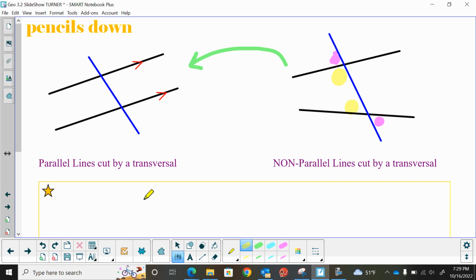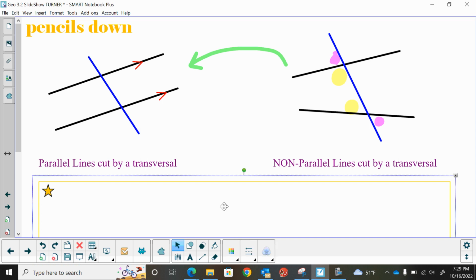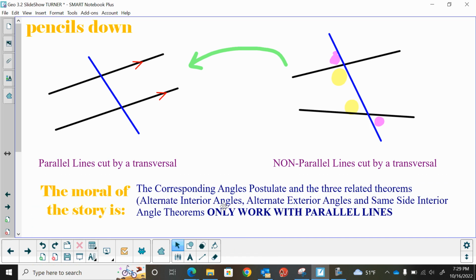We just can't make the conclusions that they're congruent or supplementary. Okay, so moral of the story, long story short here, is that the corresponding angles postulate and those 3 other theorems, the alternate interior, alternate exterior, and same side interior theorems, only work with parallel lines. Okay, so that's really, really important to remember.